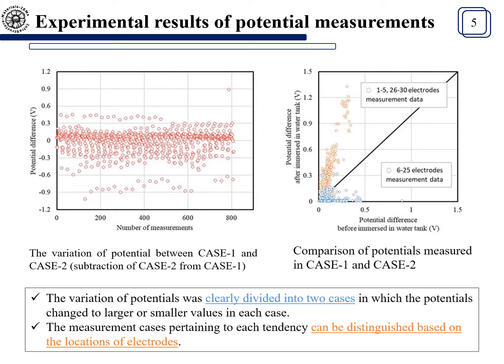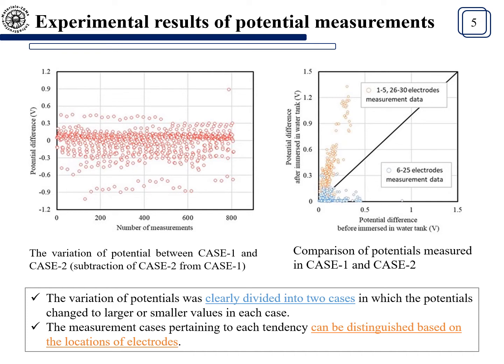The effect of resistivity distribution, which is essentially modified by absorbed water, on the potential measurements was analyzed by FEM simulation in the next step. This figure shows the comparison of potentials measured in case 1 and case 2 respectively. As can be seen, the variation of potentials was clearly divided into two cases in which the potentials changed to larger or smaller values. The measurement cases pertaining to each tendency can be distinguished based on the locations of electrodes.